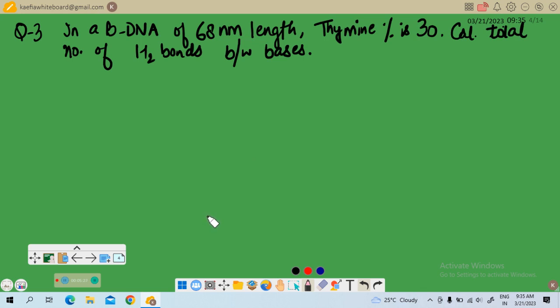In a B-DNA of 6.8 nanometer length, thymine percentage is 30. Calculate the total number of hydrogen bonds between bases. Okay, so thymine, they have given us 30%. B-DNA they are saying 6.8 nanometer length.